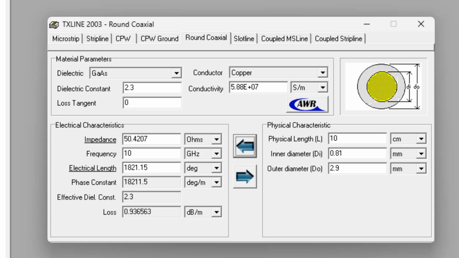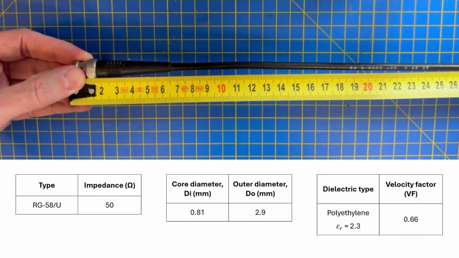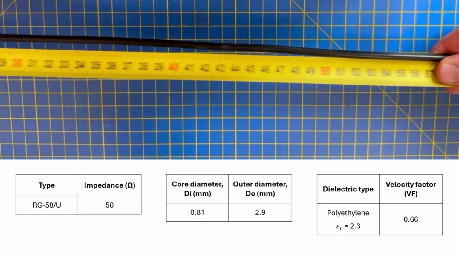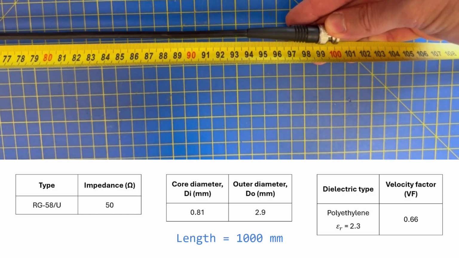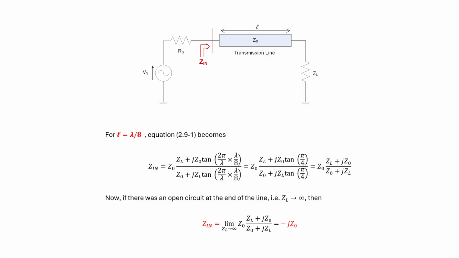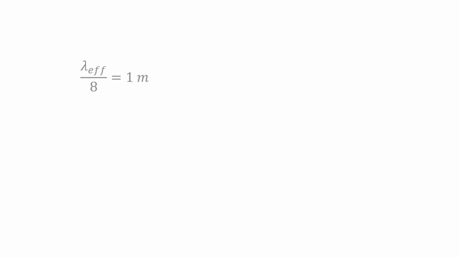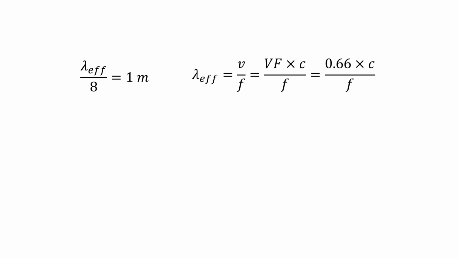a virtual and physical VNA. The first step in this process is to measure the length of the cable, which turns out to be 100 centimeters. The length does not matter for the purpose of calculating its characteristic impedance, but it does matter when it comes to verifying it. Now we want to find the frequency at which this length is equal to 1/8 of the wavelength. Remember, our wavelength here is not that of free space.